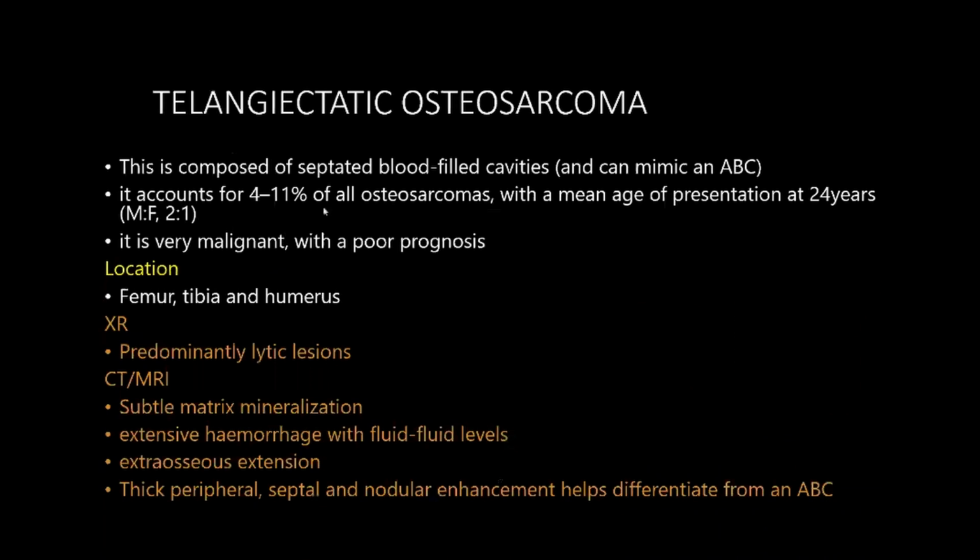Telangiectatic osteosarcoma is composed of septated blood-filled cavities, a highly malignant tumor. The main differential for telangiectatic osteosarcoma is the aneurysmal bone cyst. It presents with septated blood-filled cavities and involves mainly the femur, tibia, and the humerus. In the X-ray, predominantly lytic lesions. In the CT and MRI, subtle matrix mineralization, extensive hemorrhage with fluid levels.